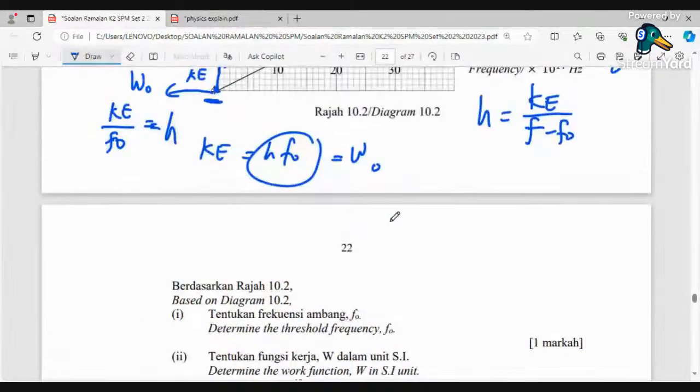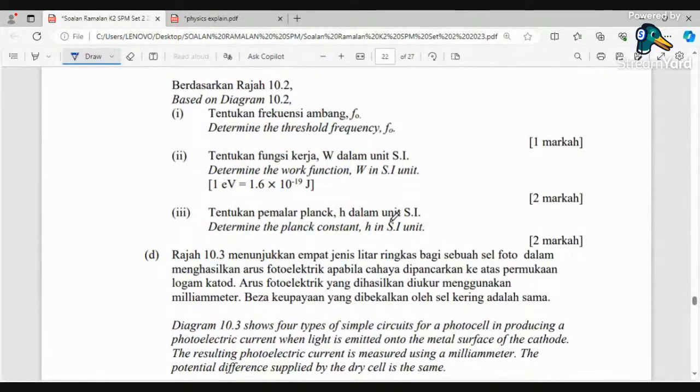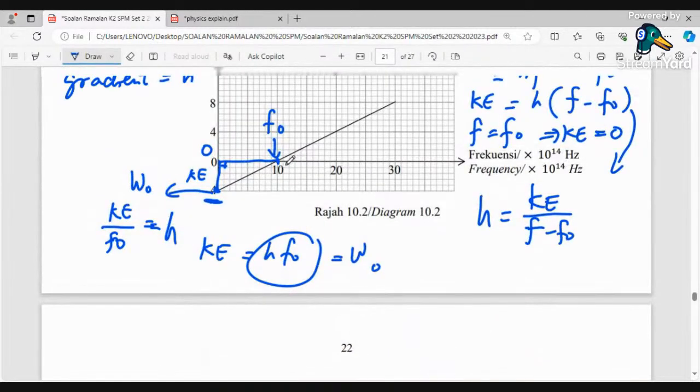Okay. Okay, based on diagram 10.2, determine threshold frequency, determine work function, determine Planck constant. Nampak? Kalau graf ni, soalan ni je cancel saja. Okay, kalau threshold frequency FO ialah intersect, x-axis intersect. Baca je dari graf. Apa dia intersect sini? Ialah 10. 10 apa? Jangan lupa sini.